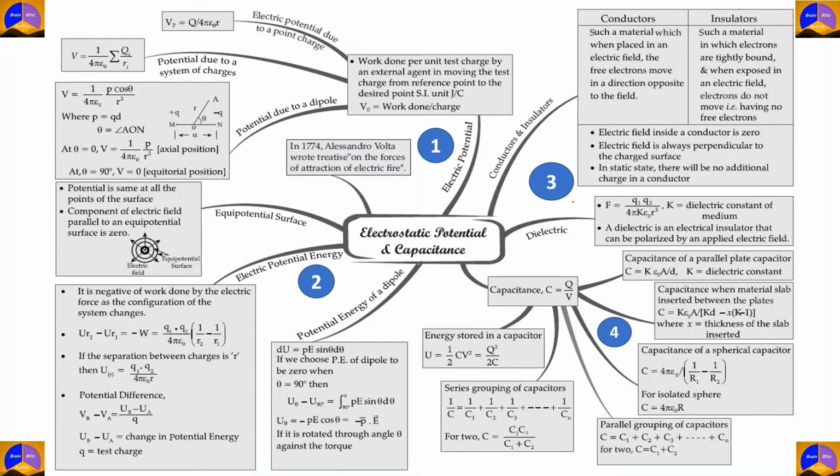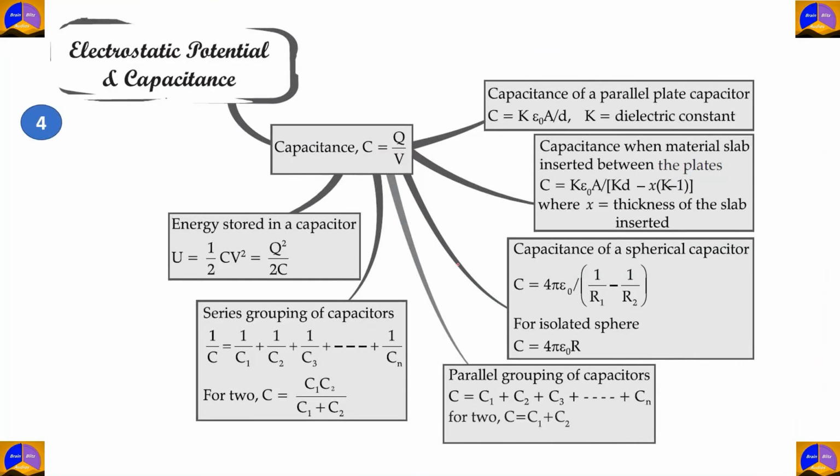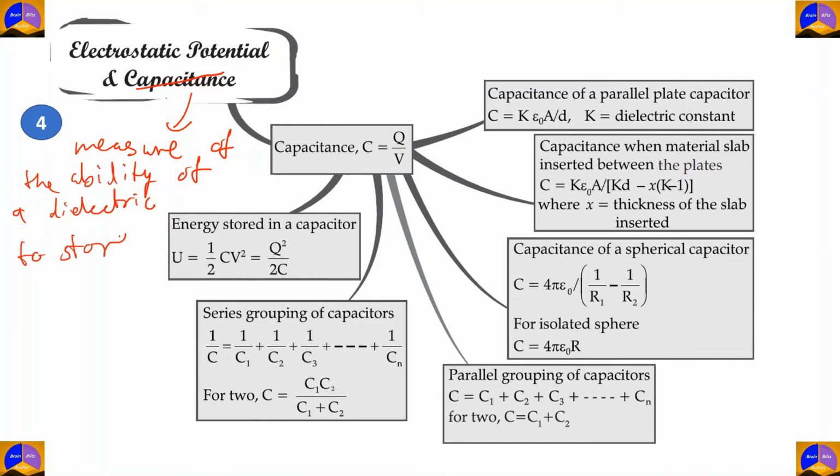Let's move on to the last segment, which deals with the topic capacitance. Now, what is capacitance? Capacitance is the measure of the ability of a dielectric to store charge. And the general formula given for capacitance is C, which stands for capacitance, is equal to Q, the charge, divided by V, the potential difference.